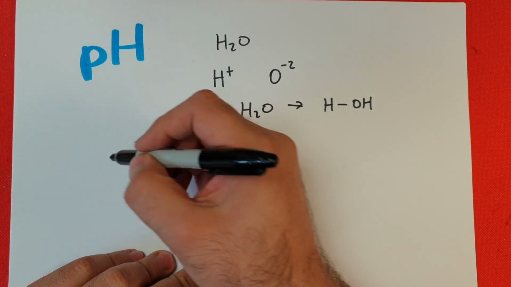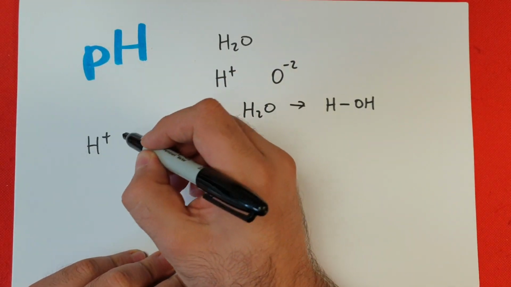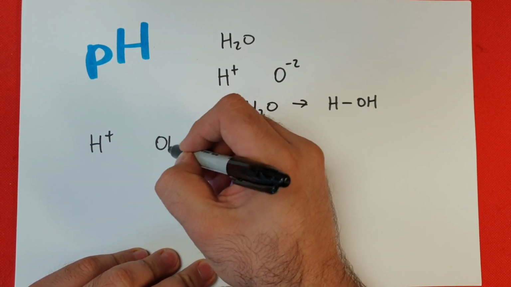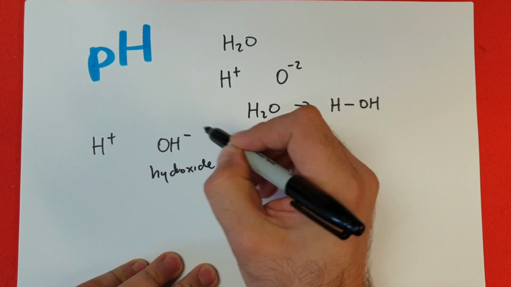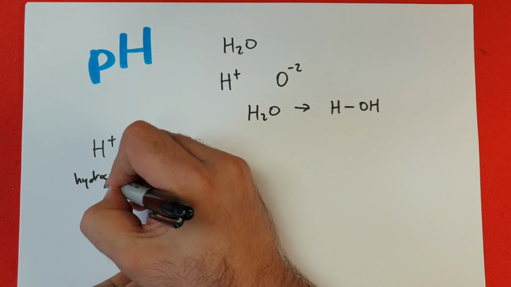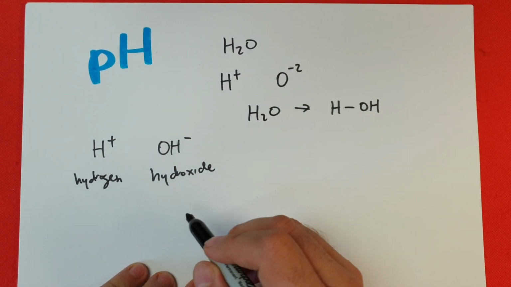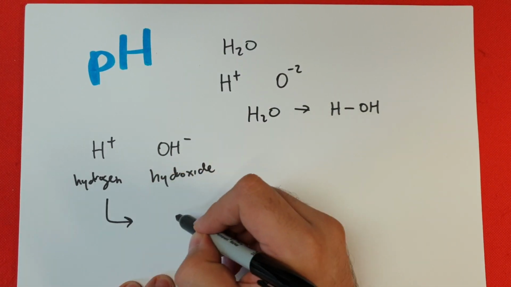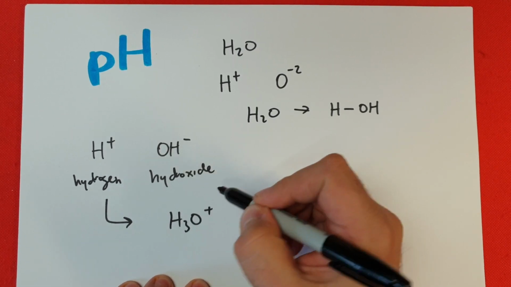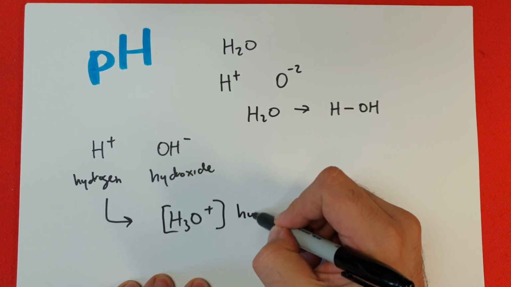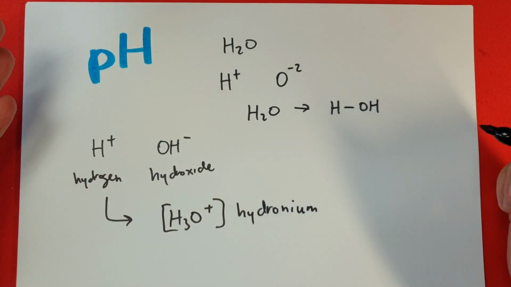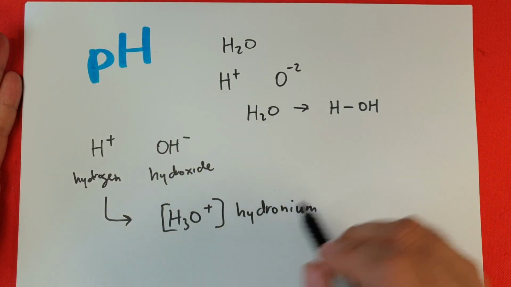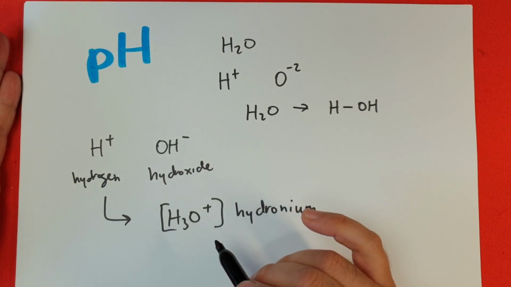So in this case, we're always getting a positive side from water, and we're always getting a negative side, which is the hydroxide ion. And here we're getting a hydrogen ion, which can also be represented as hydronium. So H3O with a plus, and this is called hydronium. And pH is basically the measurement of the concentration of hydronium in a water solution.